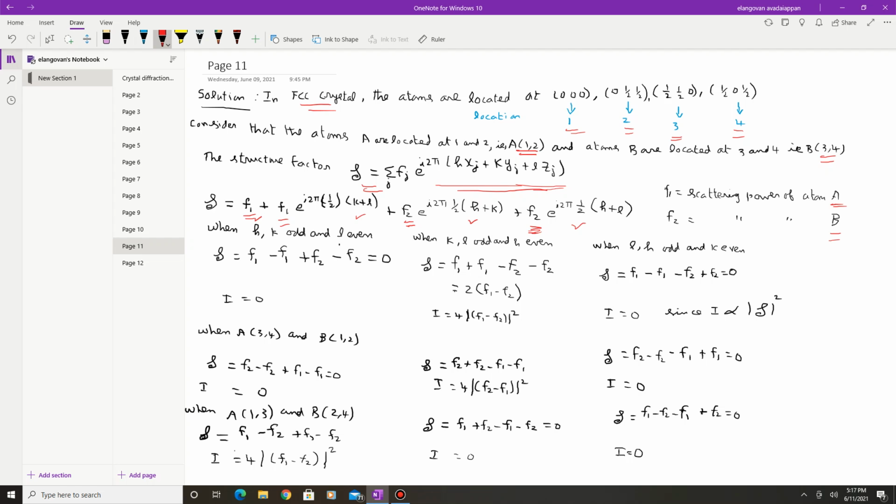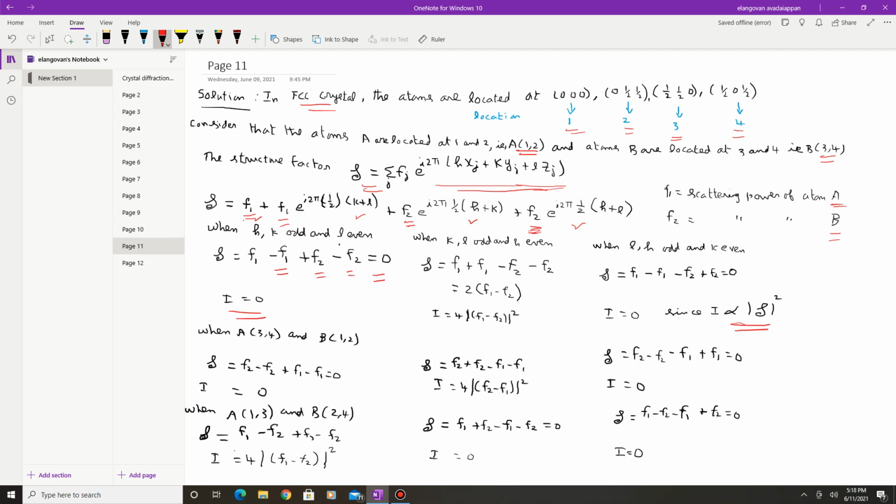Now, when H and K are odd and L is even, the structure factor becomes the following. If you substitute into the above expression, the first term is F1, the second term is minus F1, the third term becomes F2, and the fourth becomes minus F2. So the structure factor is 0, and since the intensity is proportional to the structure factor, the intensity is 0.